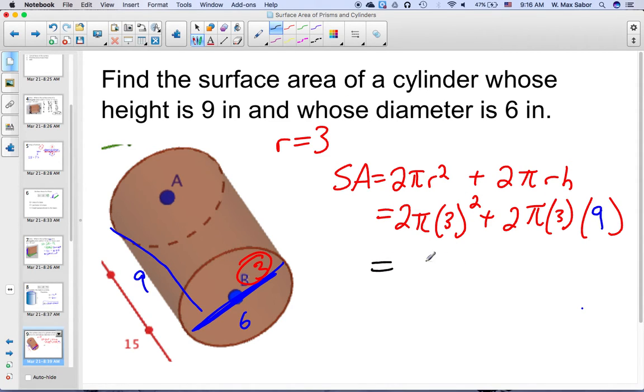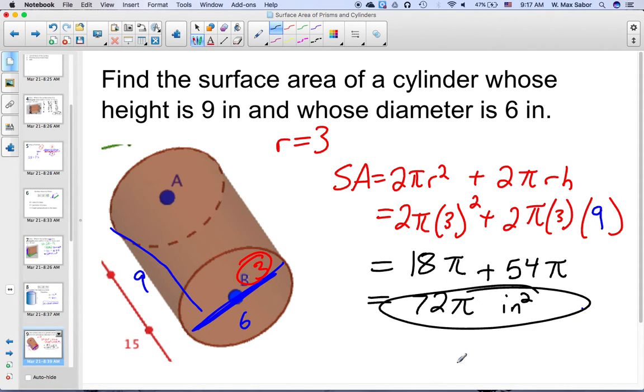Now when we multiply this out, we do 3 squared is 9 times 2 is 18. 3 times 9 is 27 times 2 is 54. And when we add 18 and 54, we get 72 pi square inches.